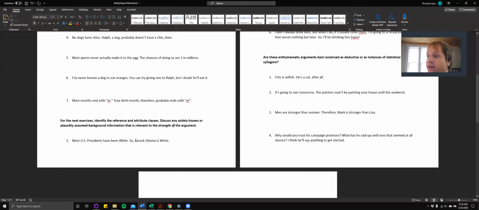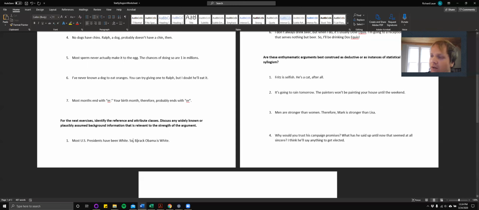In this case, there's information we can draw on about Barack Obama's parentage, about just ordinary visual observations of Barack Obama and what we normally think of as characteristics of white people. And Barack Obama doesn't seem to quite fit with them. And so the conclusion seems to be defeated. And so we can also think about other information that might be relevant here, but those seem to be some of the key considerations.